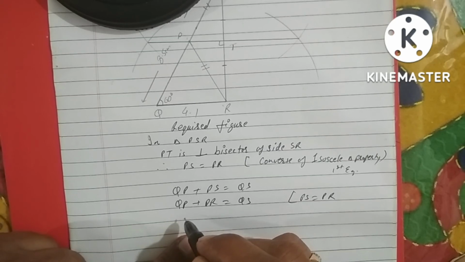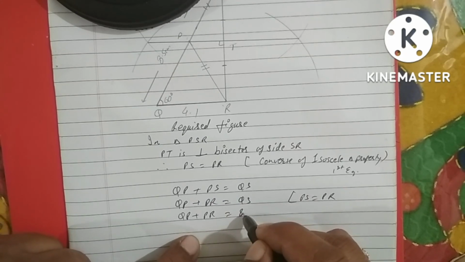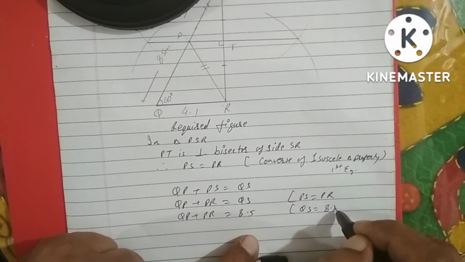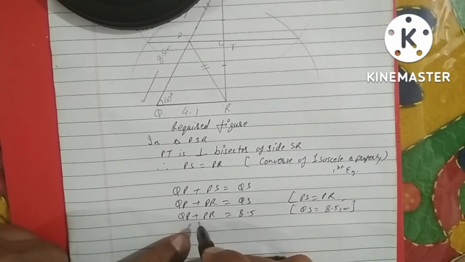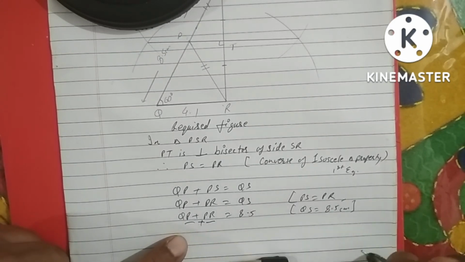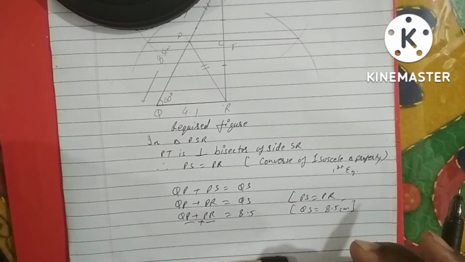Therefore, I can say QP plus PR is equal to how much? 8.5. Why? Because QS is equal to 8.5 centimeters. So here we have proved that QP plus PR is equal to 8.5. So this is our required construction.